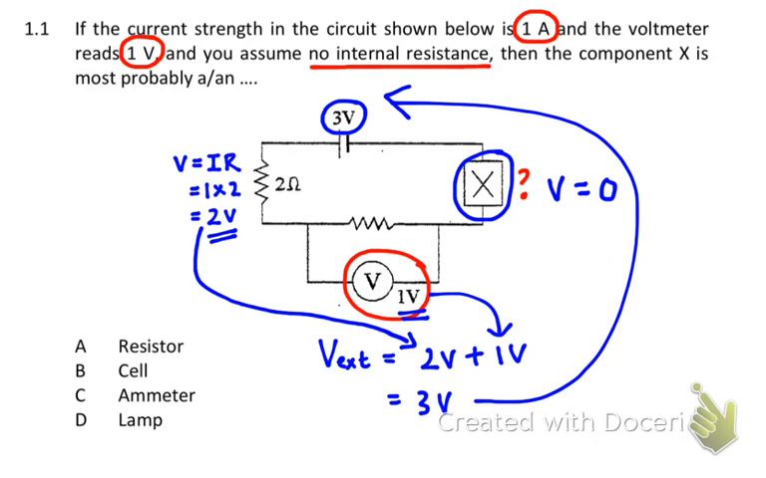And so that means that it can't be a resistor, because otherwise there would be a positive voltage. It can't be a lamp either, because that would also have a voltage. It can't be a cell, because otherwise the total voltage would increase above 3 volts, which means it must be an ammeter. So the answer to 1.1 is C.